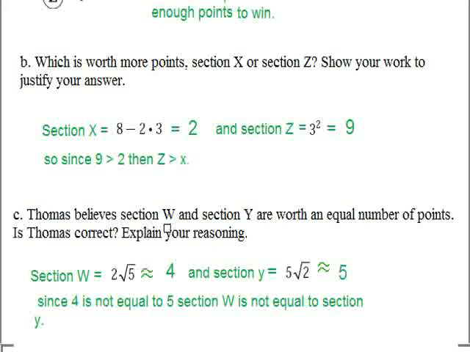Part C. Thomas believes section W and section Y are worth an equal number of points. Is Thomas correct? Explain your reasoning. Again, from that original little diagram, section W is equal to 2 times the square root of 5, which is approximately 4. And section Y is equal to 5 times the square root of 2, which is approximately 5. Since 4 is not equal to 5, section W is not equal to section Y. And that's number 20.